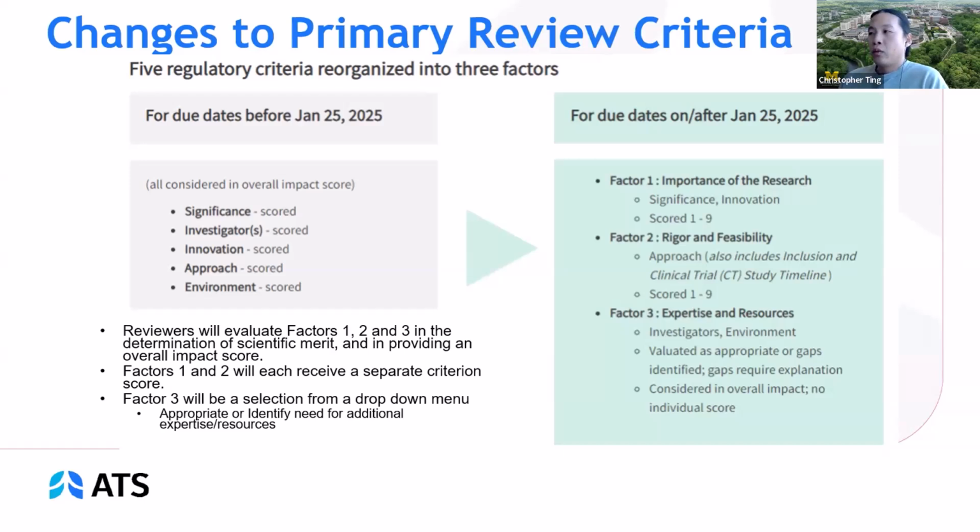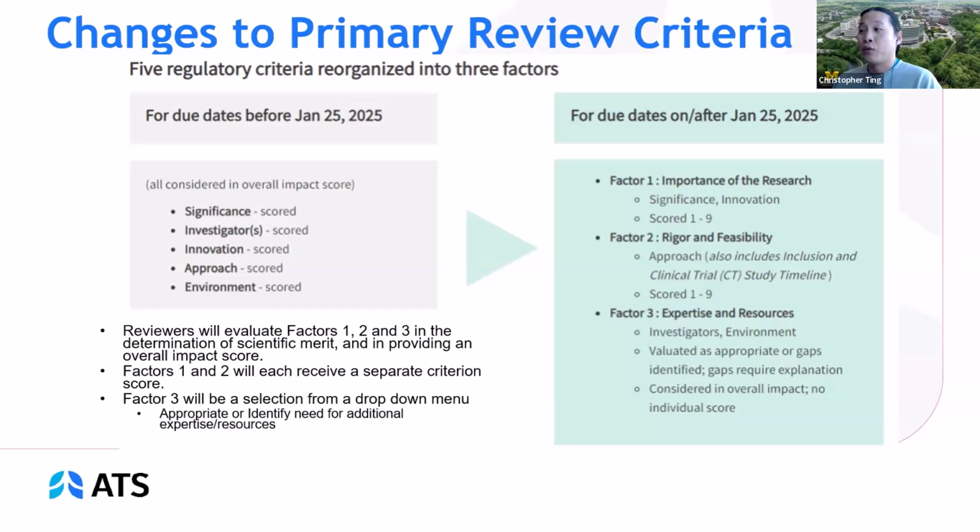So factors 1 and 2 are going to be scored as has been previously done and given criterion scores of 1 through 9. Factor 3, which covers, again, environment and the investigator, will not be given a criterion score. The reviewers are prompted to say whether the expertise and resources are appropriate or not appropriate. And if they're not appropriate, they're prompted to give comments about why it's not. And again, the idea here is to avoid reputation carrying a grant in the way that it maybe shouldn't.